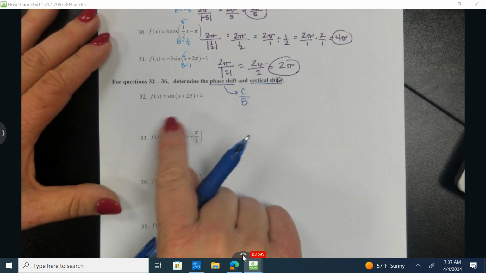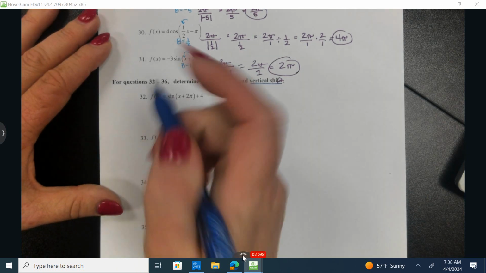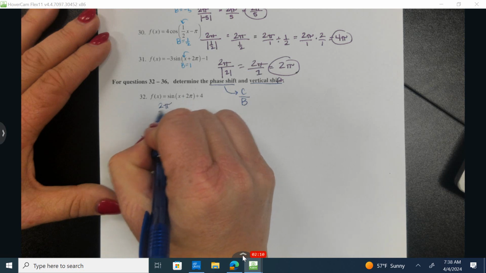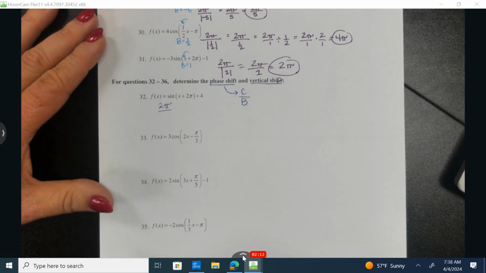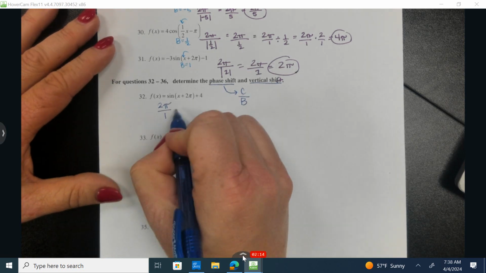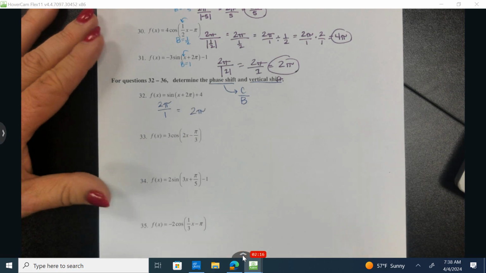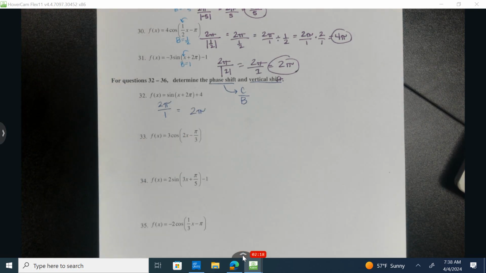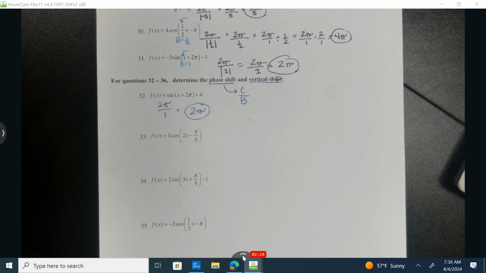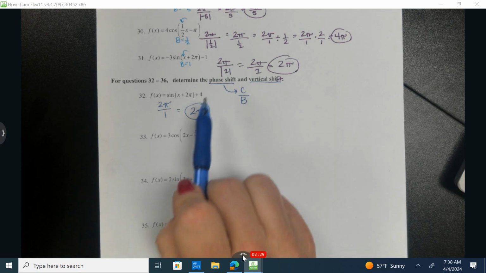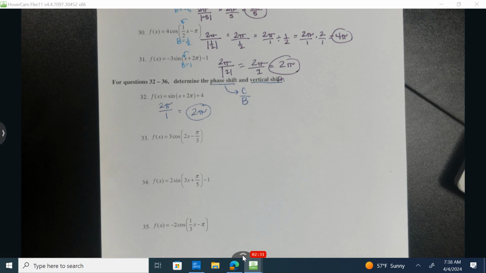Let's get started. So I'm going to identify the c, that's 2 pi, and I'm going to divide it by the coefficient of x, which is 1. So I have pi over 2. Okay, now this represents the phase shift. Because it is positive, then I would describe this as phase shift is left 2 pi units. The vertical shift would be up 4 units.